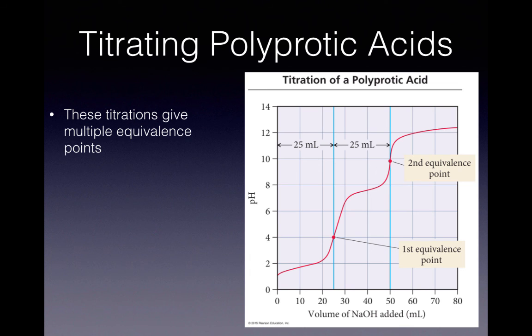But regardless of what you're doing, anytime you're titrating polyprotic acids, your titrations will give you multiple equivalence points, and we see in the graph there where we have 2 equivalence points.